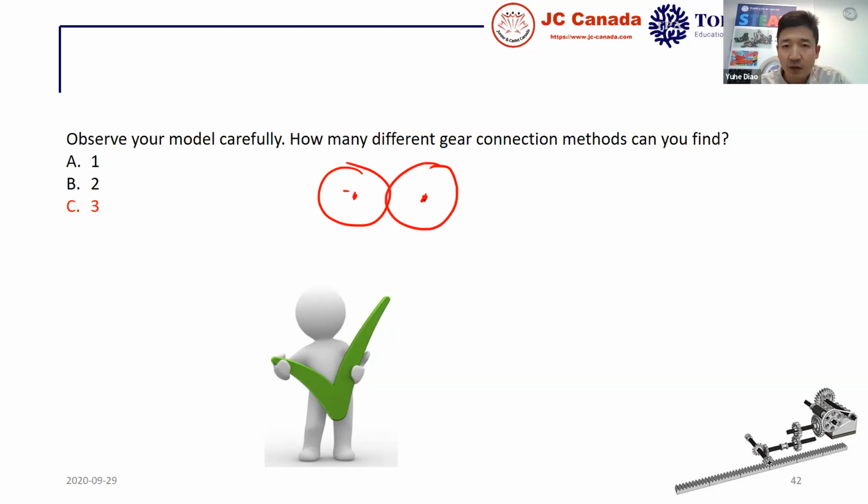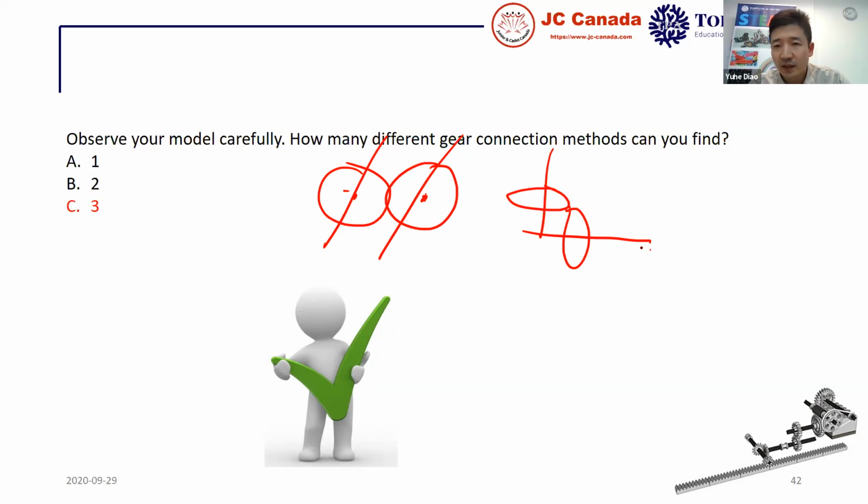First one, this is parallel. We have 2 axles like this. This is parallel connection. And the second method is this. We have parallel, so we have perpendicular, right? This is right angles.